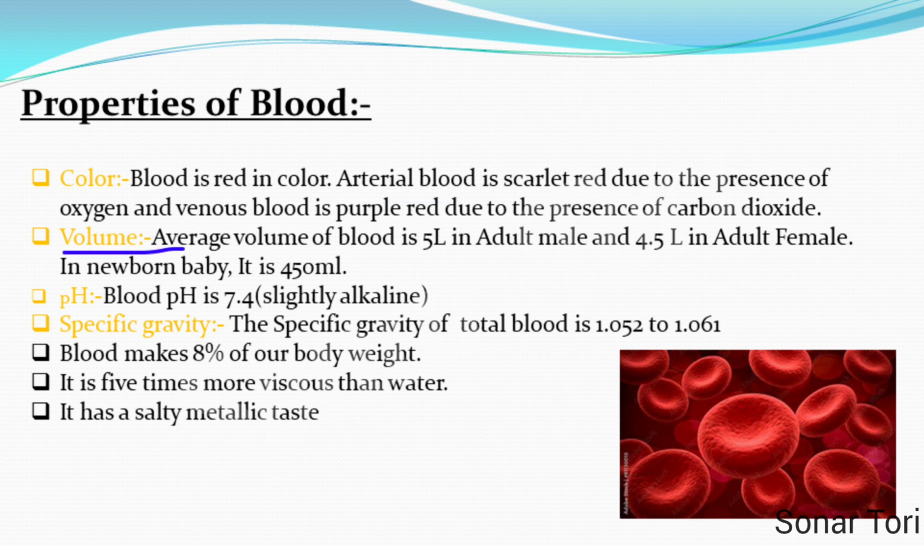Volume. The average volume of blood is 5 liters in an adult male and 4.5 liters in a female, and in a newborn baby it is 450 ml. Then pH: the blood pH is 7.4, that is slightly alkaline. Then the specific gravity of total blood is 1.052 to 1.061. Other properties: blood makes up 8% of our body weight. It is 5 times more viscous than water. It has a salty metallic taste.